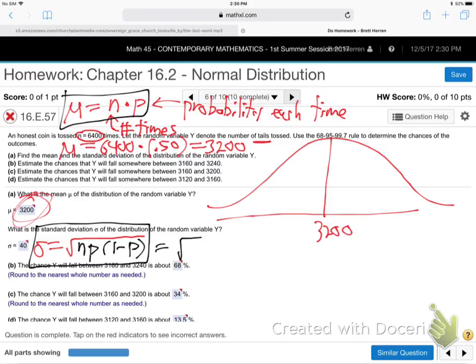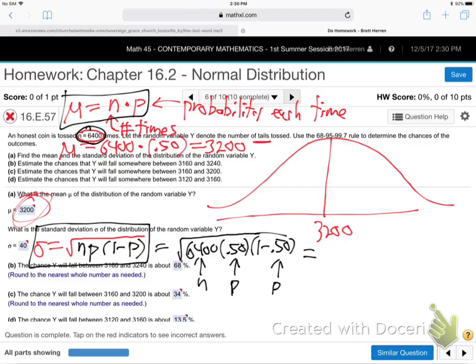So, square root of, here we go, N. So we're supposed to do N. What's N? That's right here, 6,400. Times P, so this is N times P. P is still 0.50. Times 1 minus P. 1 minus 0.50. Y'all good to there? So I plugged everything in. Can you crank that in your calculator? You should get the inside number to become 1,600, and the square root is 40. That's how we get the sigma.